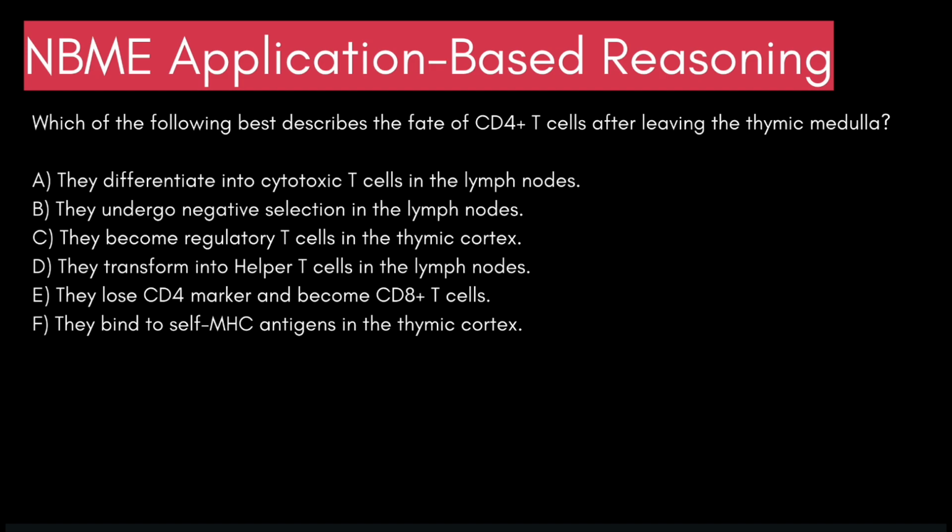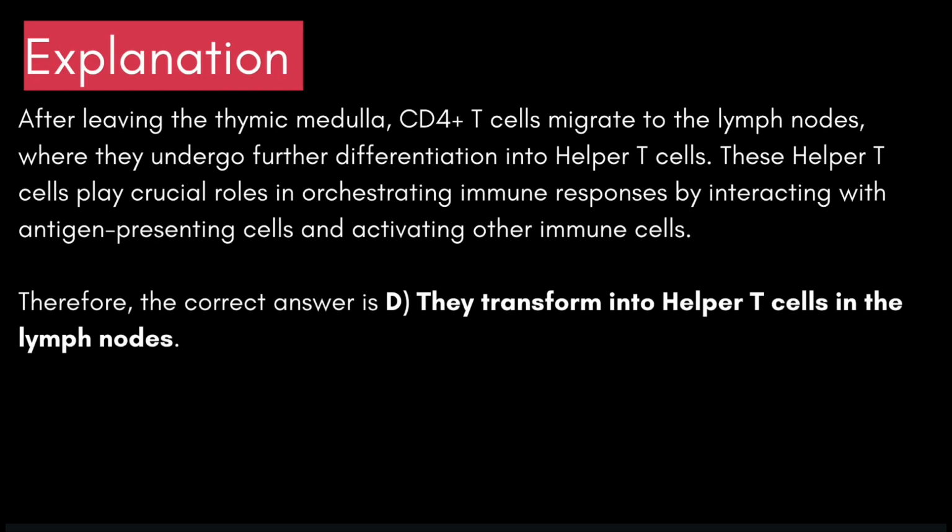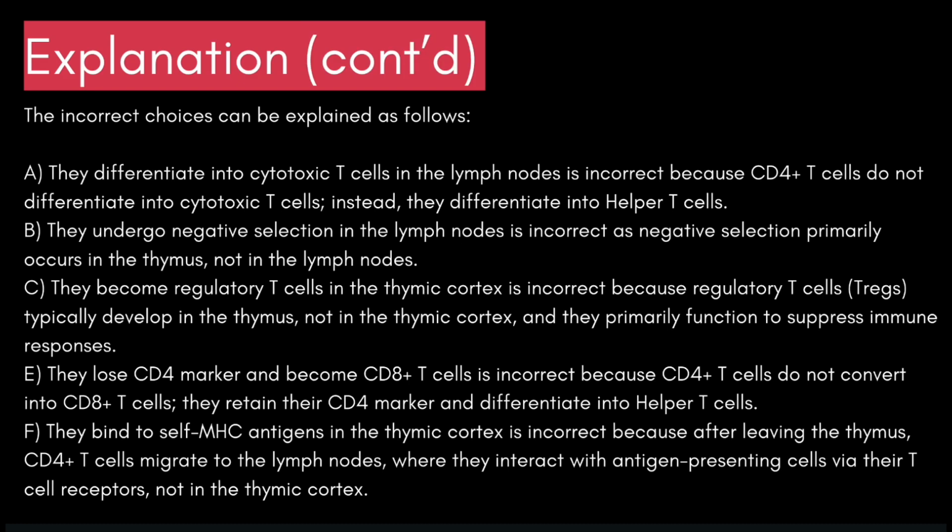Otherwise, moving on now. After leaving the thymic medulla, CD4 plus T cells migrate to the lymph nodes where they undergo further differentiation into helper T cells. These helper T cells play crucial roles in orchestrating immune responses by interacting with antigen-presenting cells and activating other immune cells. Therefore, the correct answer is D. They transform into helper T cells in the lymph nodes. Let's go ahead and see why the other answer choices are incorrect.